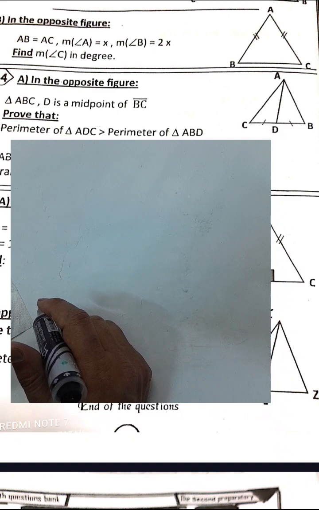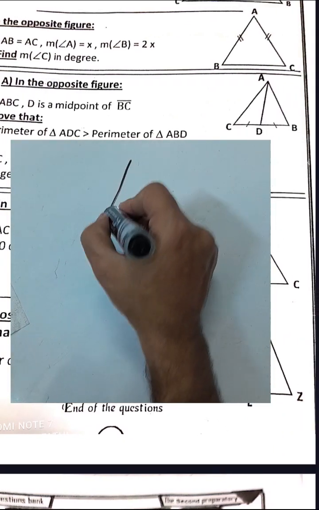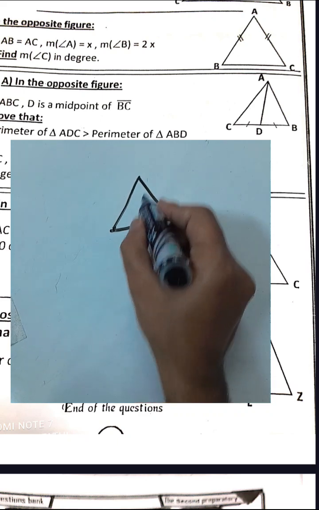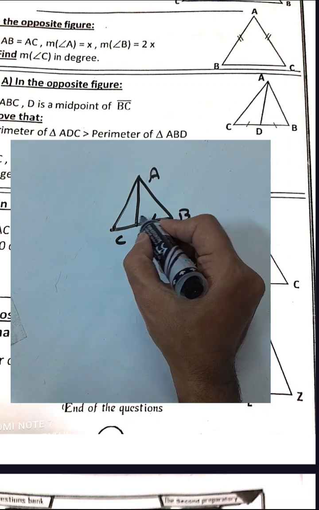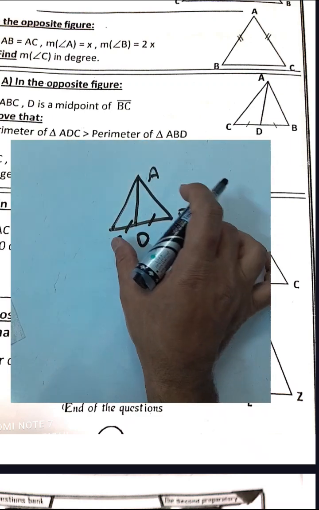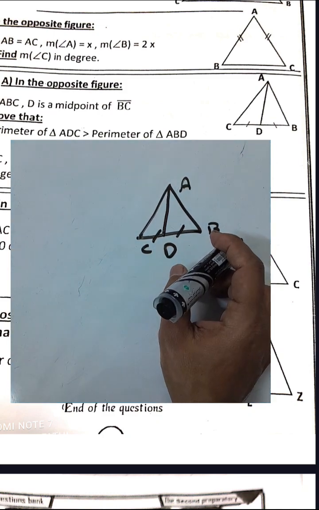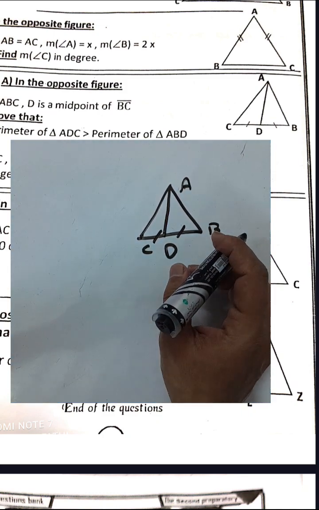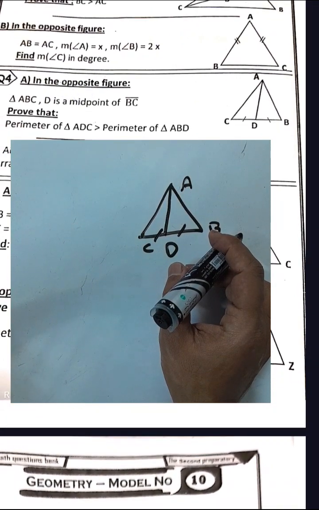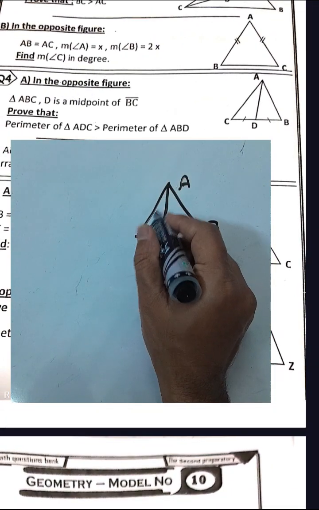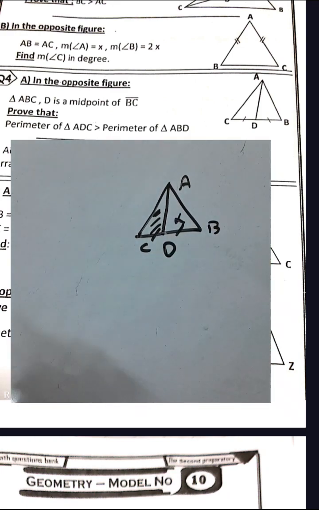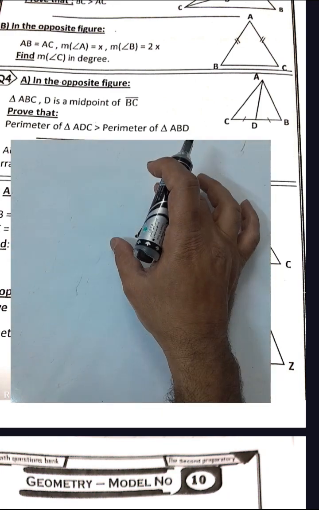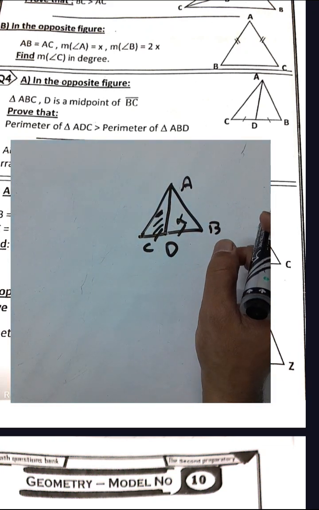Next question, we have triangle A, B, C, and we have the bisector AD, base BC, equal two lengths, D is the midpoint. He wants us to prove that the perimeter of triangle ADC, this triangle, is greater than the perimeter of triangle ABD. Prove that the perimeter of this triangle is greater than the perimeter of ABD.